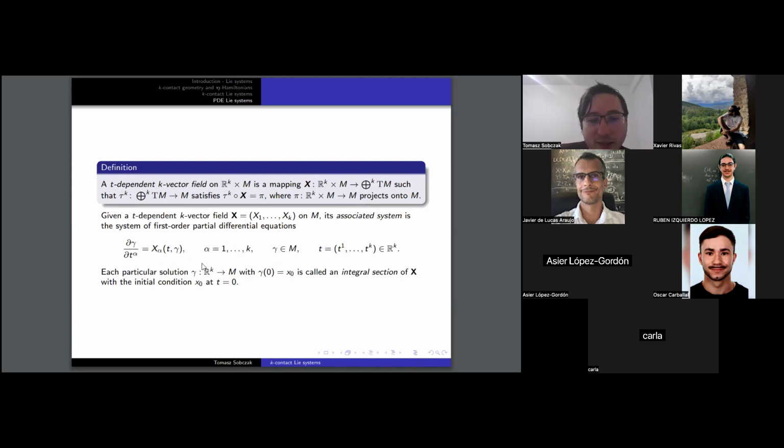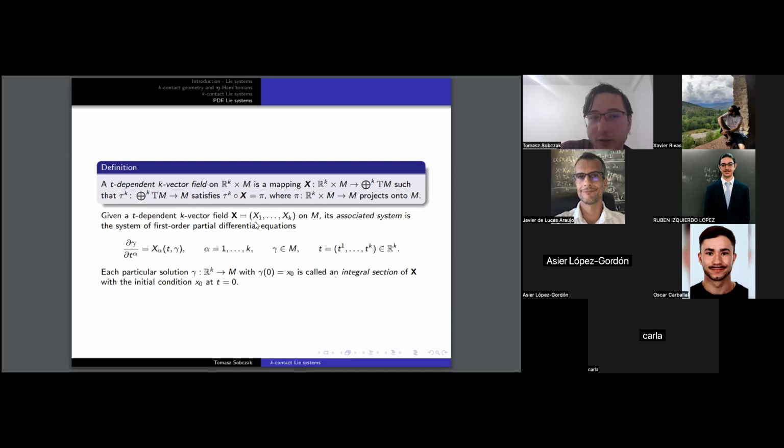So once again, I said the details are in the previous talks. I recommend seeing the previous talks about what the time-dependent k vector field is, but I want you to think of it as a tuple of k vector fields, each one of them being a time-dependent vector field.